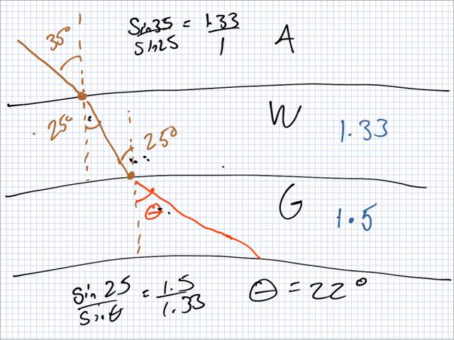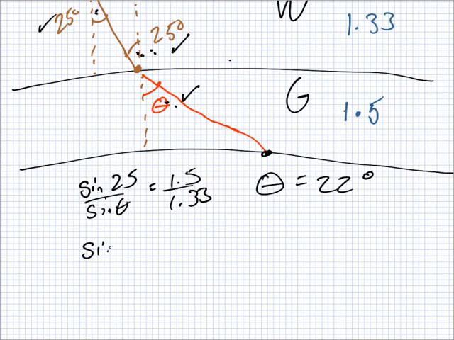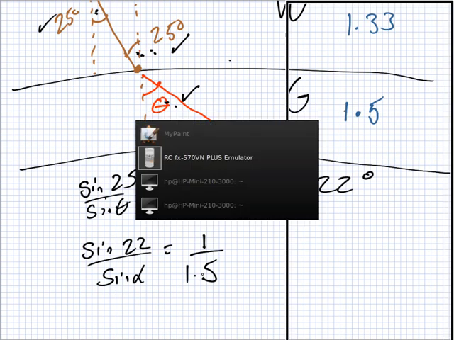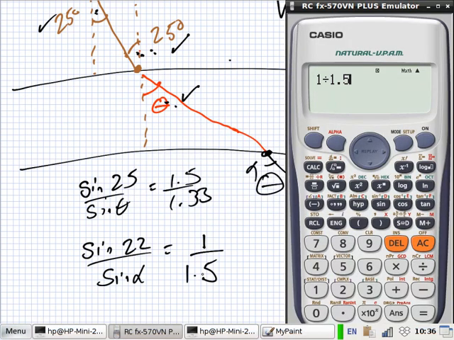Okay, so I'm happy that that's right, and so that's right, and this is right. But I'm not even finished. That's part 2. Determine the angle of refraction as the ray leaves the glass. So now I need to do it again. Sine 22 over sine, we'll call this angle here alpha or something. Sine alpha equals n2 over n1.